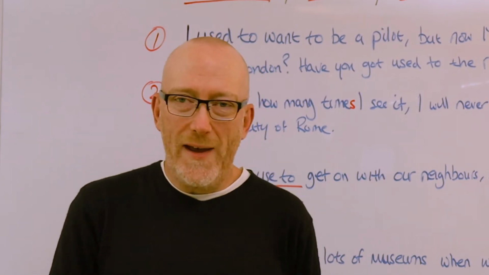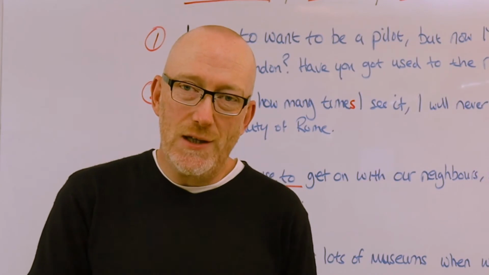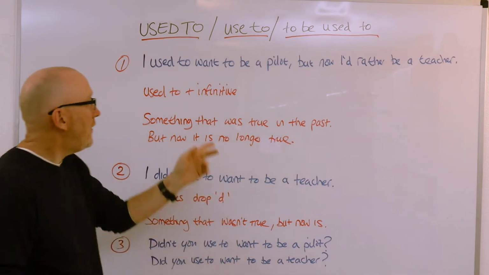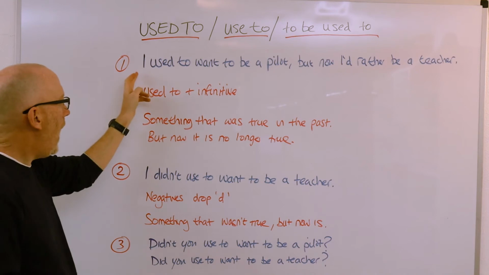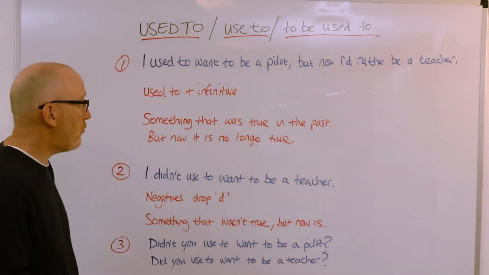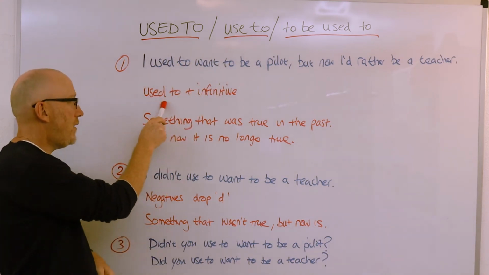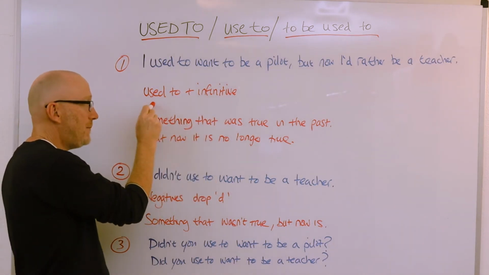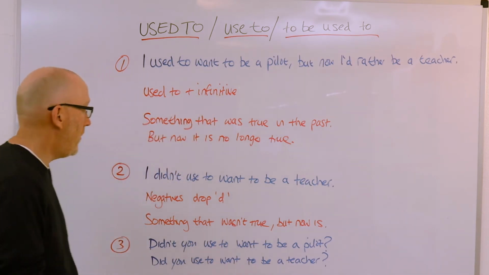So there are four different reasons why we use used to, and what we're going to do now is explore each of them in a little bit more detail. So let's make a start with taking a look at using used to and its negative form, use to. I used to want to be a pilot, but now I'd rather be a teacher. Grammatically, whether you're using used to or use to, you have used to plus an infinitive. Yeah, so you will always see this structure: used to or use to plus a base infinitive verb.